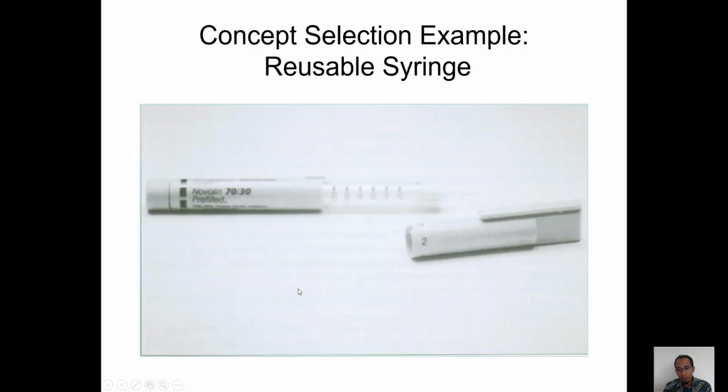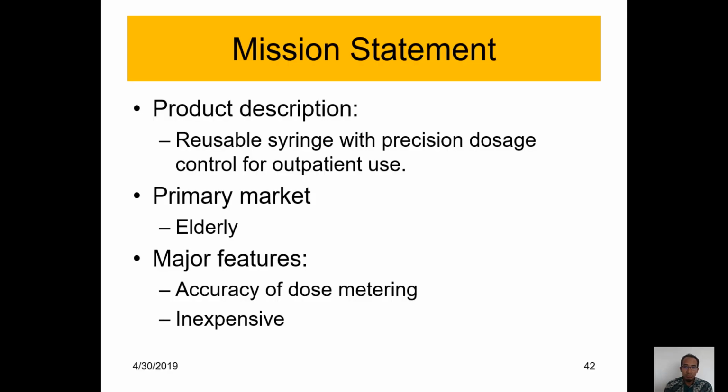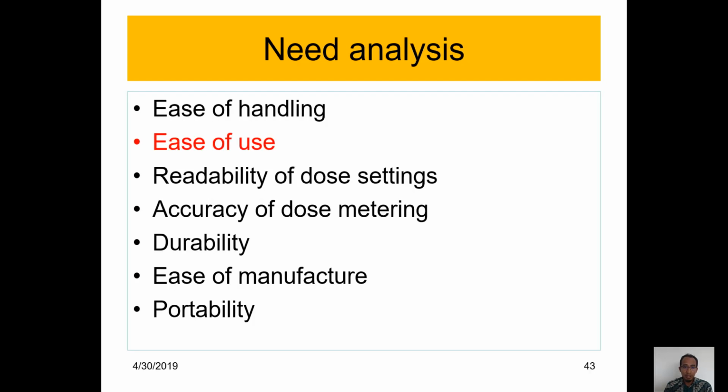Okay. The next example that we have here is a reusable syringe, a tool for injection. So the mission statement for this particular example: the product description is a reusable syringe with precision dosage control for outpatient use. The primary market is elderly people. Major features are accuracy and dose metering, and also inexpensive. So the need analysis here is ease of handling. It should have ease of use, readability of dose settings, accuracy of dose metering, durability, ease of manufacture, and portability.